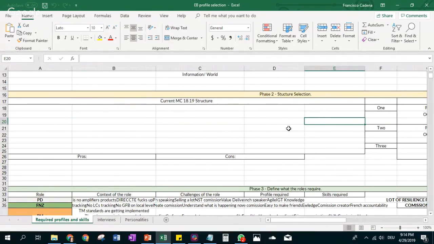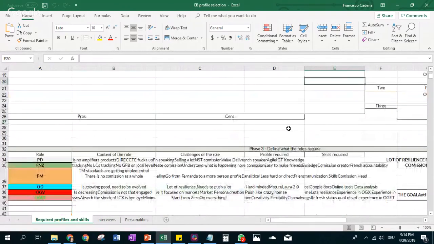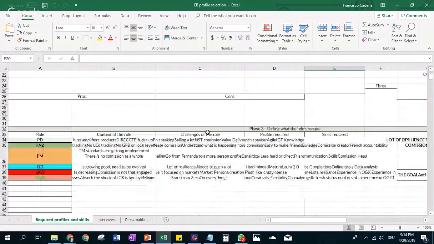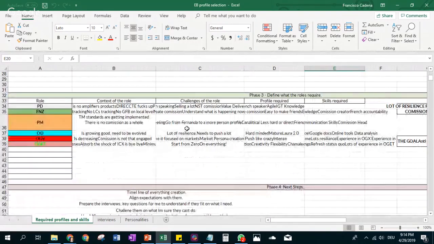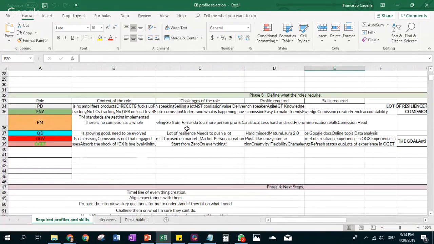Clear. Merci. And then this is the phase 3, and this is truly, truly important, because this is the one that will be like the one that changed everything, you know? Define what the roles require. So this is super important because you can put here finance, PM, OGT, marketing.